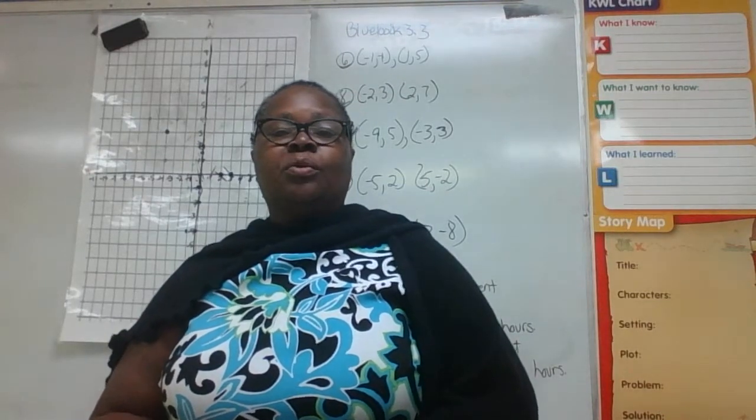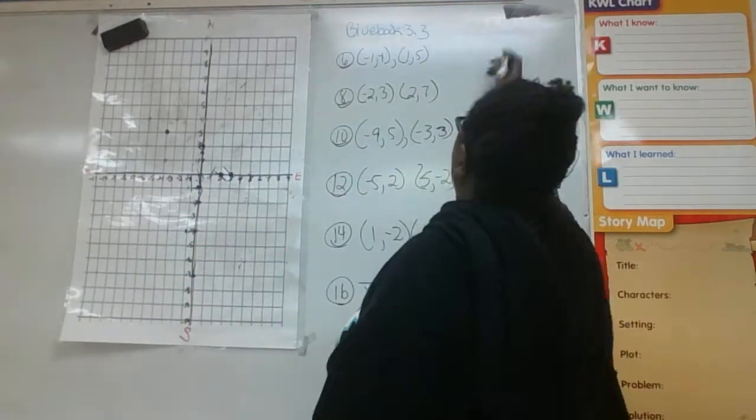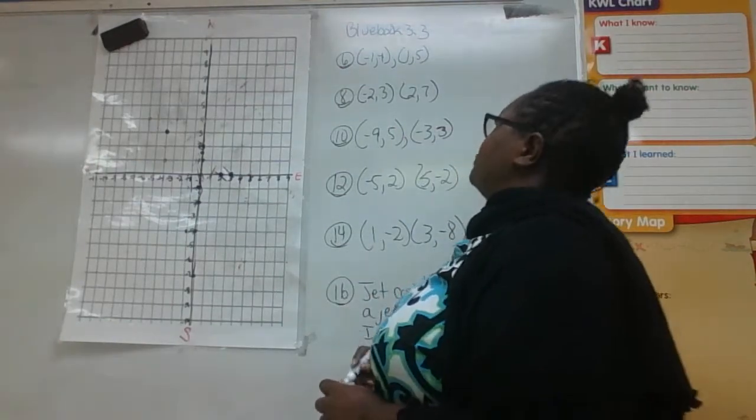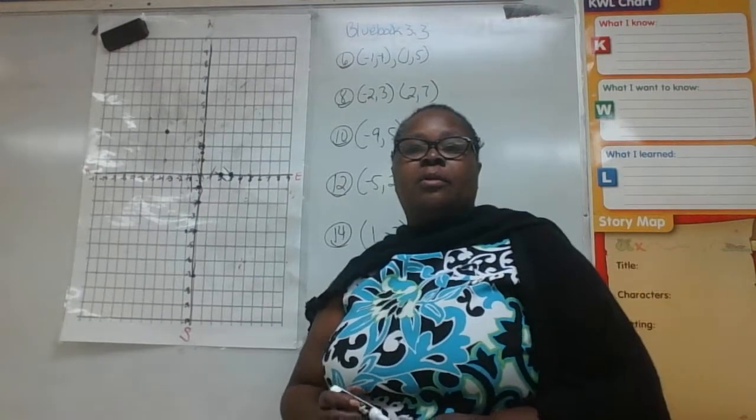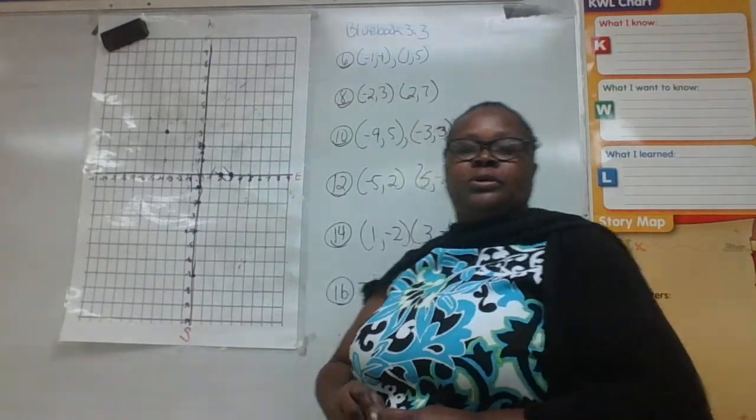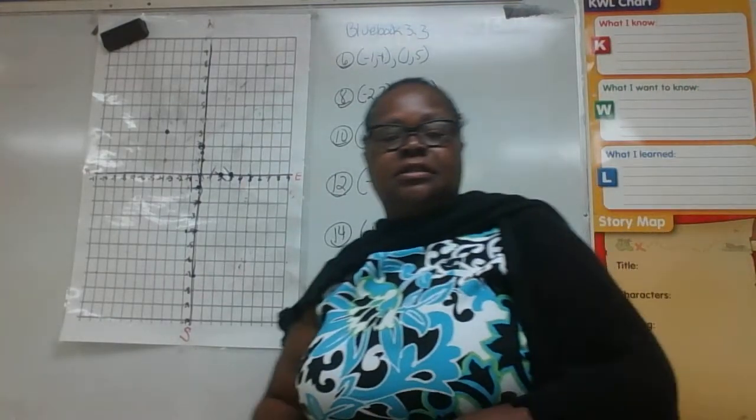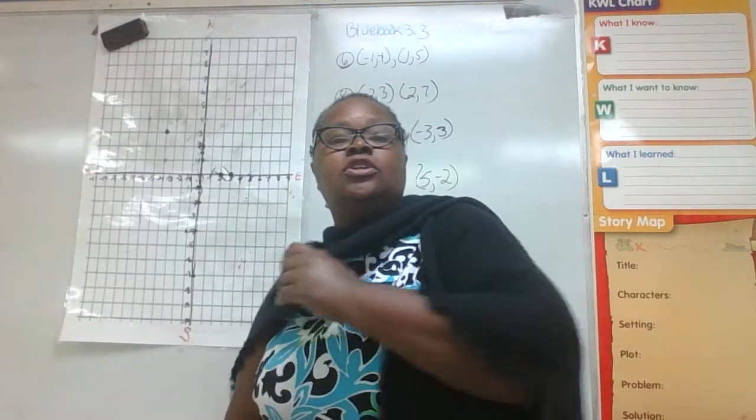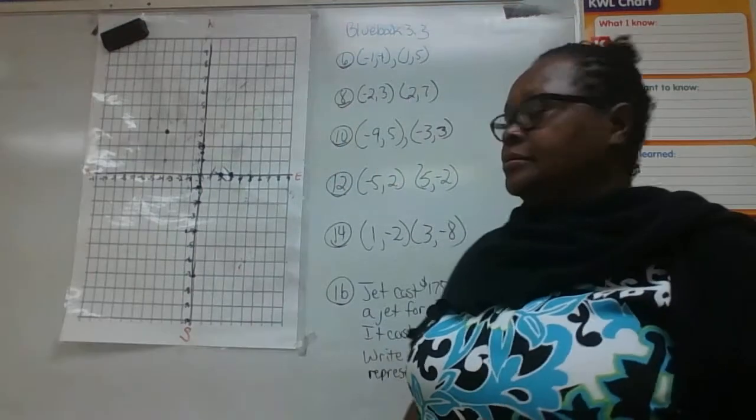Hi, we are moving forward with Blue Book 3.3, with our even numbers. We're starting with number 6. We need to identify the equation of the line using the two coordinates.